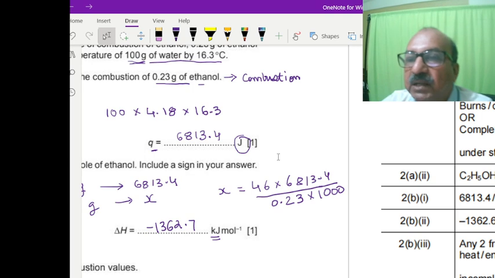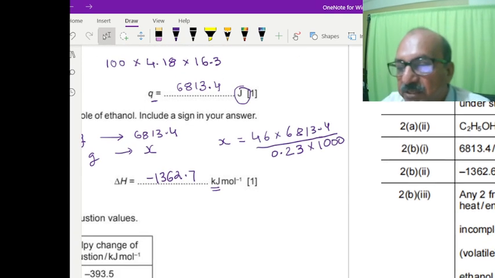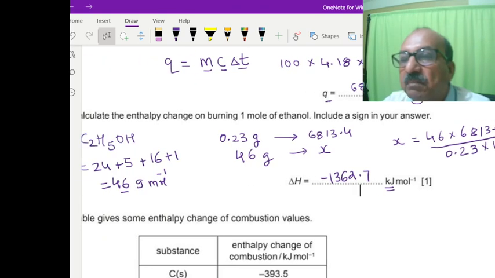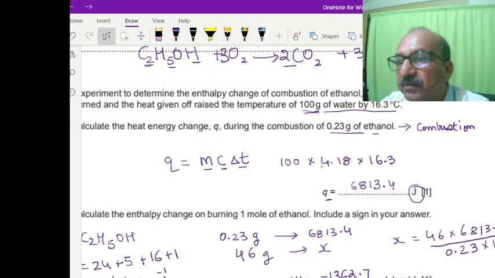So I think you understood. The biggest mistake which the students make is that they don't understand what mass to take over here, and that mass is 100. This 0.23 is not to be taken because this ethanol is simply undergoing combustion. It is not where the temperature is rising.